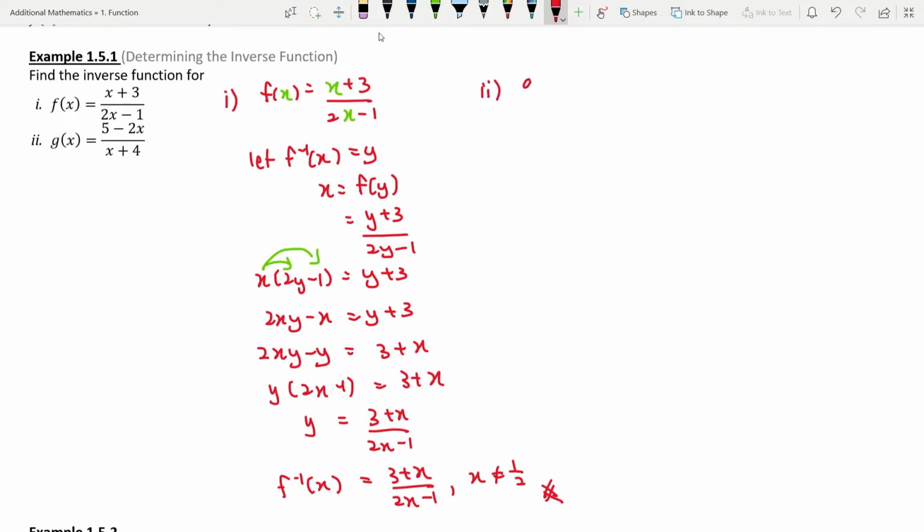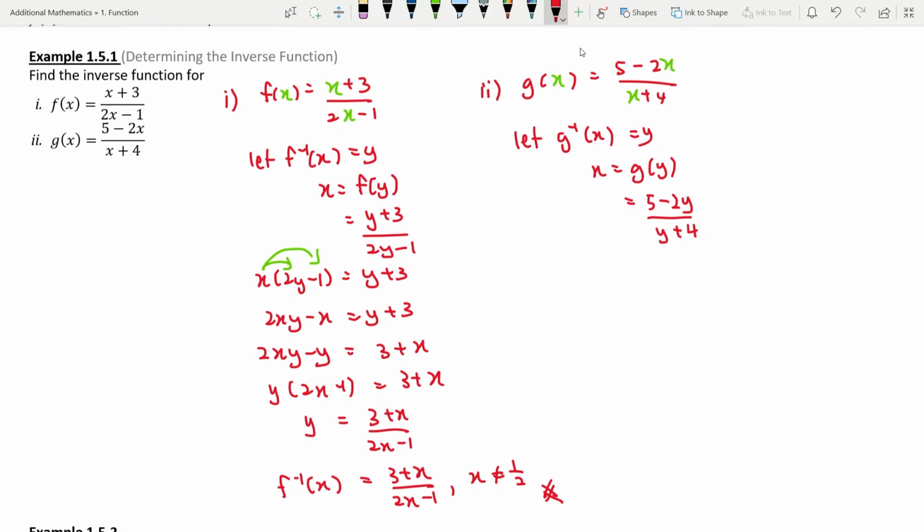For the second example, we have g of x equal to 5 minus 2x over x plus 4. x is the variable. Similar to the first example, to find the inverse of function g, we let the inverse of function g equal to y. Hence, we have x equal to g of y. Substitute y into the function g, we have 5 minus 2y over y plus 4. Then we want to make y the subject, so we multiply both sides with y plus 4. We expand the bracket. xy plus 4x equal to 5 minus 2y.